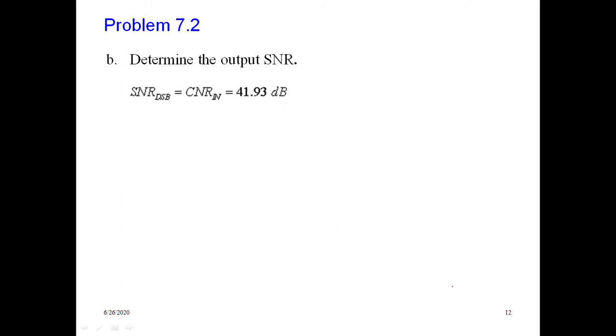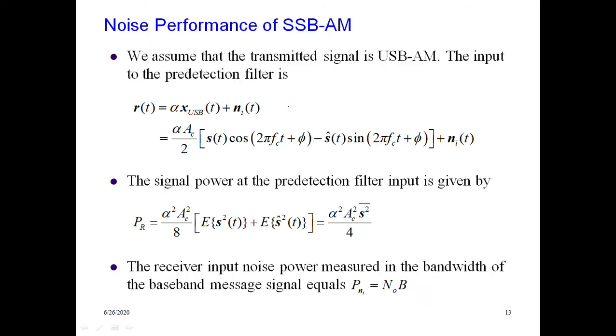The next one is SNR. We know in SBSC, the SNR is equivalent to CNR, so we just put in the same equation. So it's equivalent to 41.93 dB.